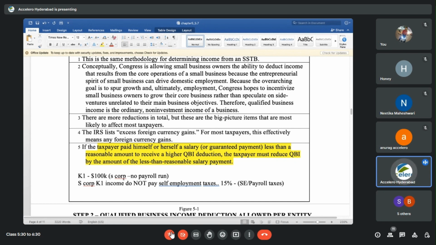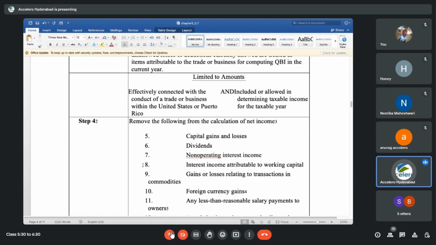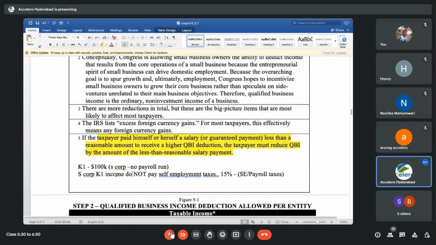Now, why am I talking about all these things when we are talking about QBID? What relevance does it have? I'm mentioning all that because the QBI deduction does not come up if you don't run a payroll. There's a little box there that will ask you how much is W2 income. If you put that in, it will calculate that you are paying enough self-employment taxes or payroll taxes, and you should get some QBI deduction.